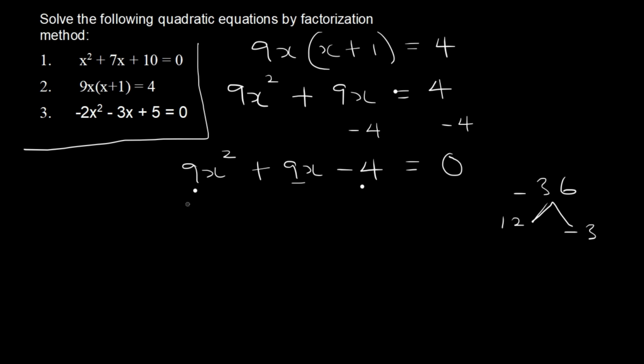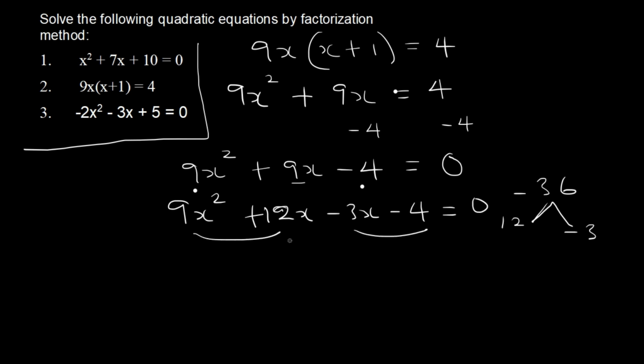So we'll say 9x squared. Now, in place of 9x, we'll now introduce 12x and minus 3x. So here becomes 9x squared plus 12x minus 3x minus 4 is equal to 0. So factorize as usual. So between 9 and 12, 3 is common. And between x squared and x, x is common. So we have 3x as common.